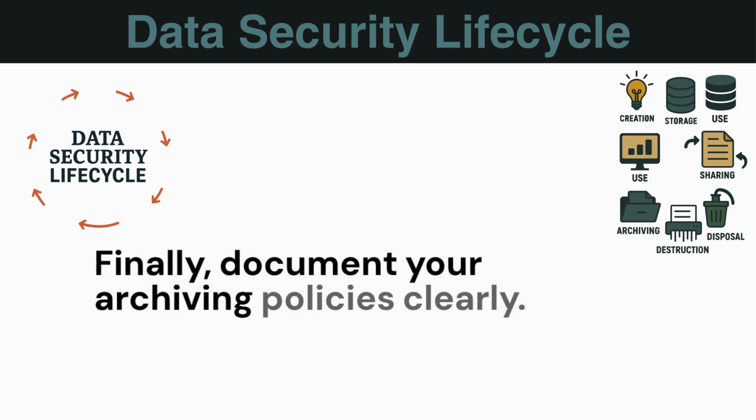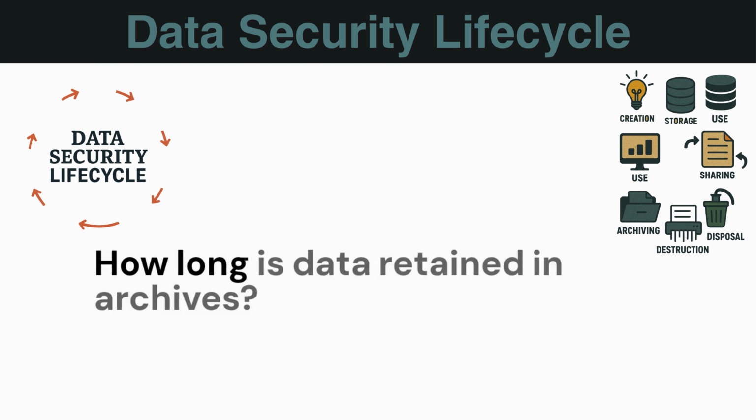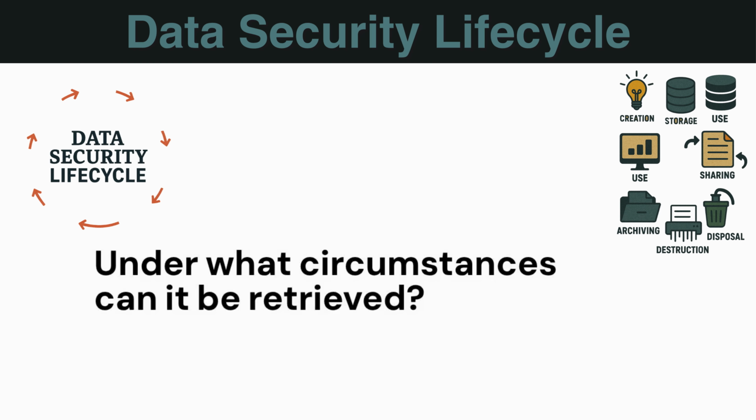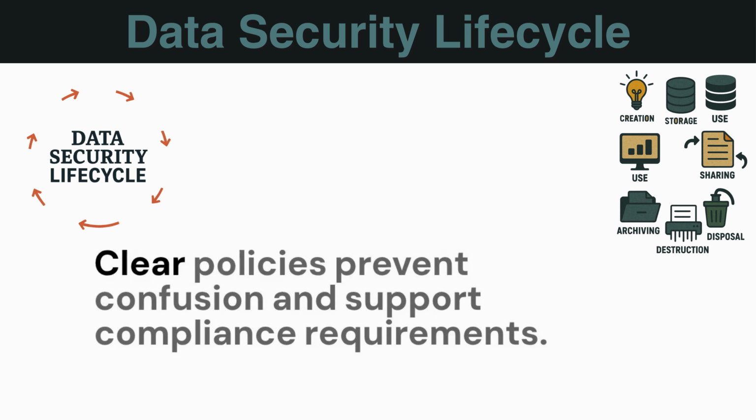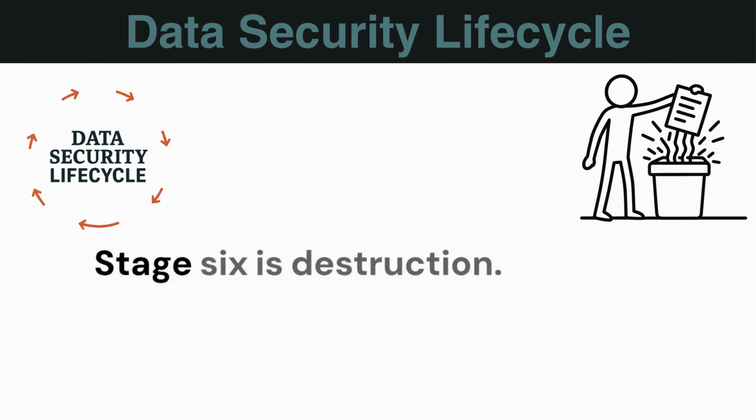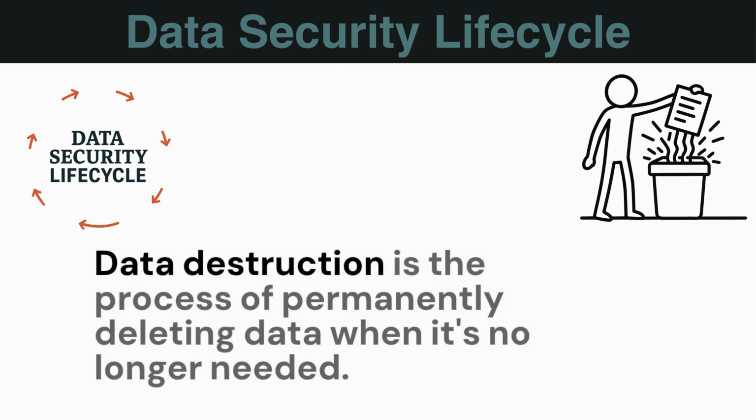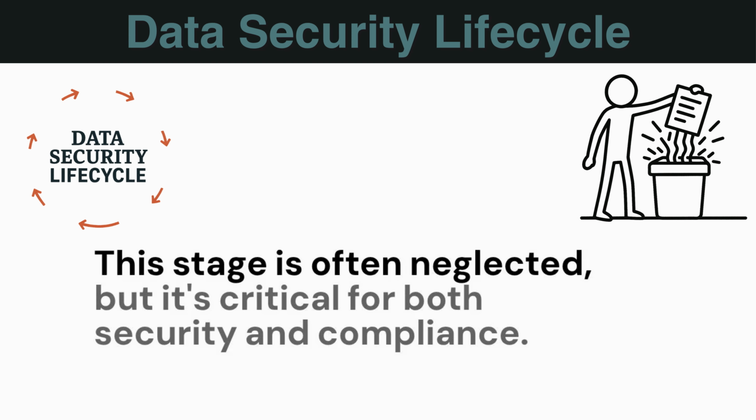Finally, document your archiving policies clearly. How long is data retained in archives? Under what circumstances can it be retrieved? Who can authorize retrieval? Clear policies prevent confusion and support compliance requirements. Stage 6 is destruction. Data destruction is the process of permanently deleting data when it's no longer needed. This stage is often neglected, but it's critical for both security and compliance.